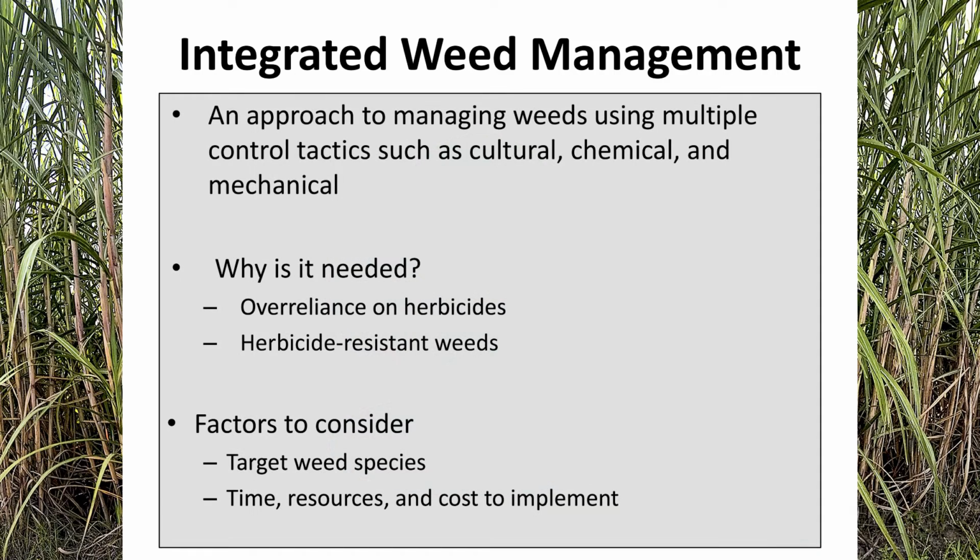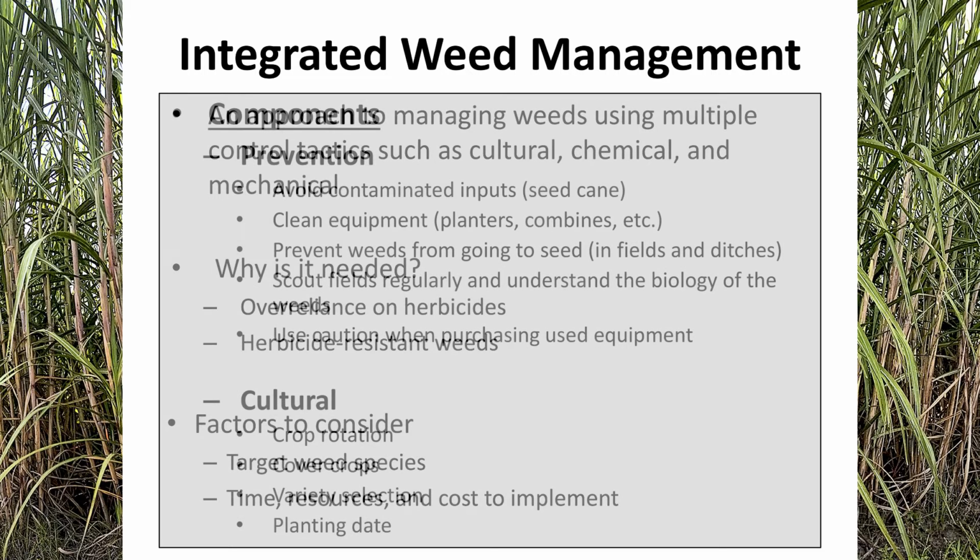So integrated weed management is an approach to managing weeds using multiple control tactics such as cultural, chemical, and mechanical. Why is it needed? Over reliance on herbicides, herbicide-resistant weeds. Some factors to consider are your target weed species, your time, resources, and money. What's it going to cost to implement alternative management strategies?